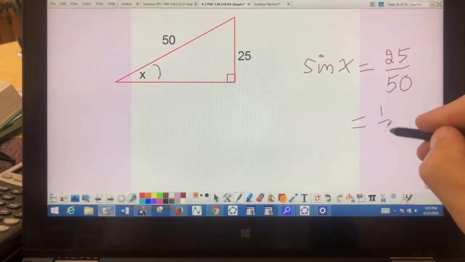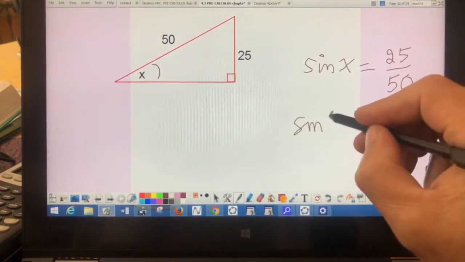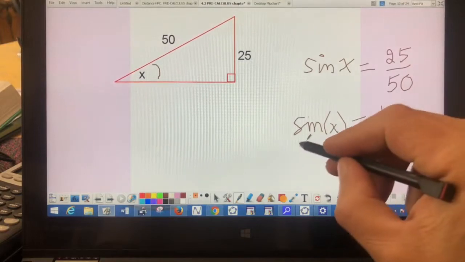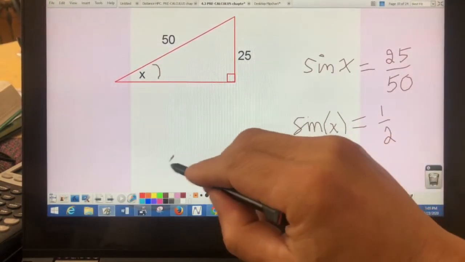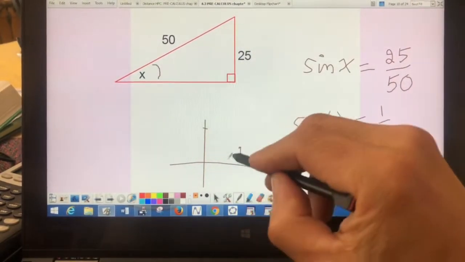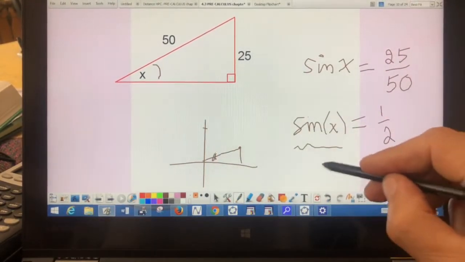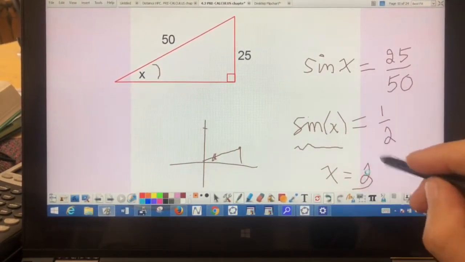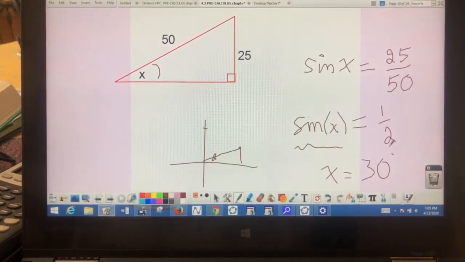it's 1/2. Okay, so now the question is, what angle has a sine value, or y value, of 1/2? On the unit circle, this is 1/2 if this is 1. So the angle here would be 30 degrees. So the problem is solved, just like that. The problem is solved, not the answer. All right?